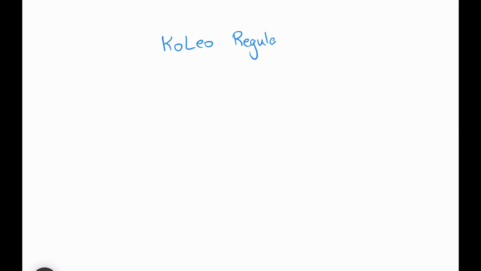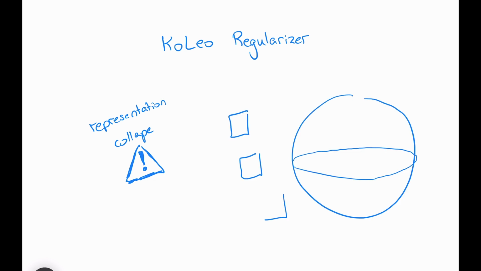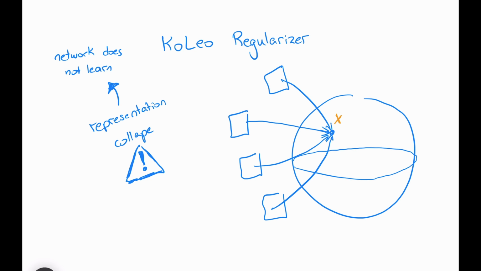Lastly, let's talk about the KoLeo regularizer. In self-supervised learning, especially in teacher-student setups like DINO, there is one big danger: representation collapse. If you only minimize the cross-entropy between the teacher and the student distributions, the easiest path is for the student to cheat. Basically, it's going to map every image to the same embedding. The cross-entropy drops, but all the diversity is gone. So the network stops learning anything meaningful. That's what we mean by collapse.